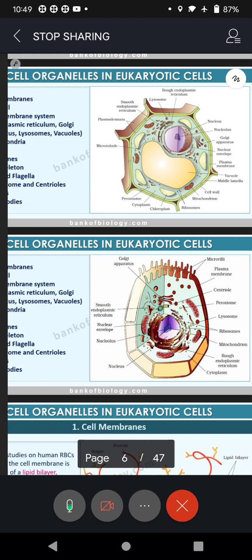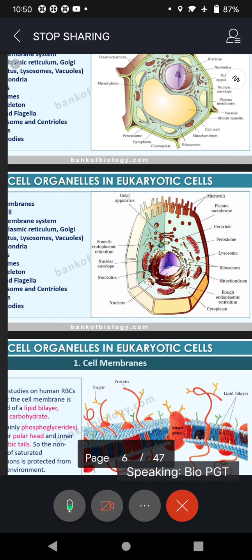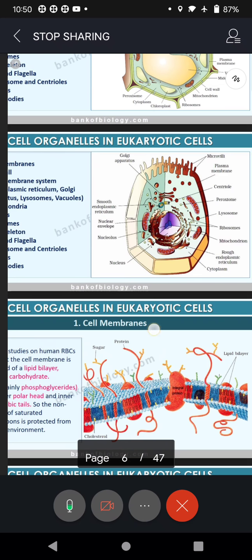When you write Golgi apparatus, first you must know where is the location, where is Golgi apparatus present? In the plant cell, in the animal cell. Next, what is its duty? What is the function of Golgi apparatus? Once you know like this, you are perfect. Alright? Try to know that.